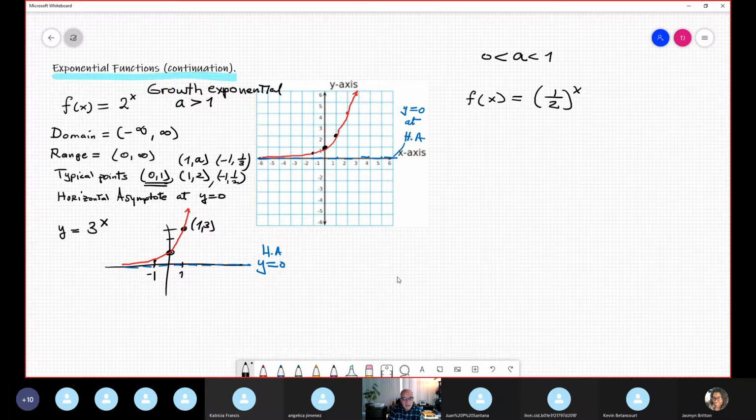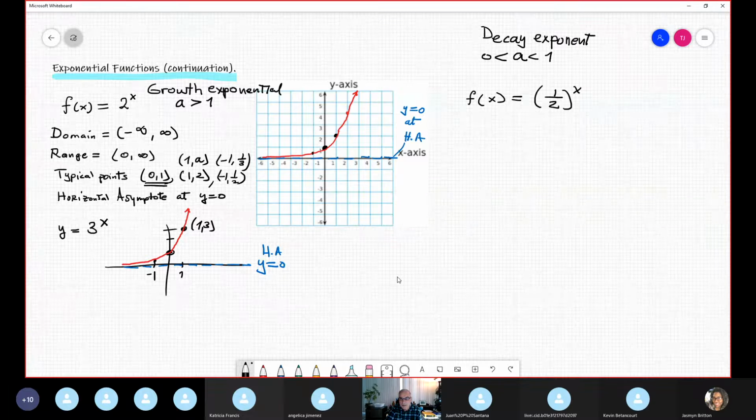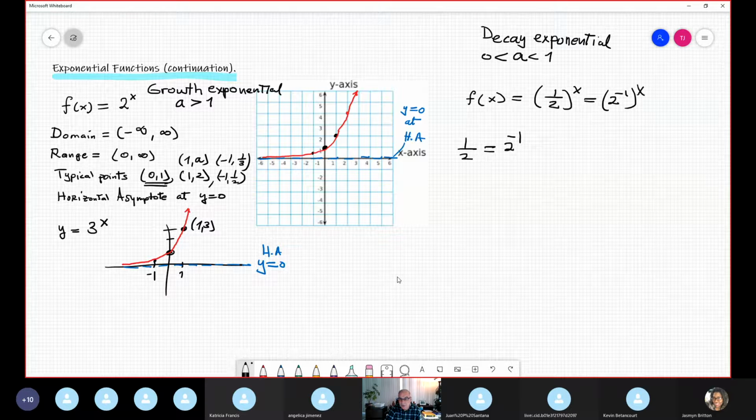Because the function is increasing, you know, the function goes up when x increases, no? And this is different. This is decay. I want to prove now the decay exponential, and decay means decreasing. What is the reason? The reason is clear. I know the fact that 1/2 is equal to 2^-1. So I replace: 2^-1 raised to the x. Now by the rule of exponents, multiplying the exponents, it is 2^(-x).